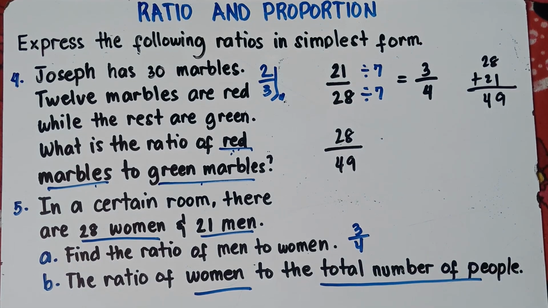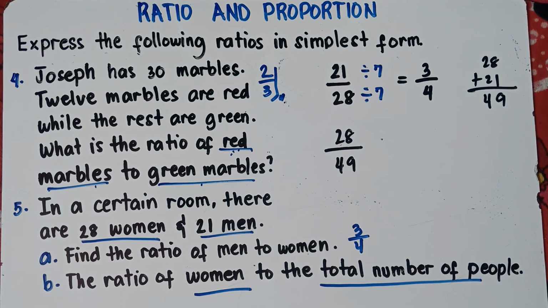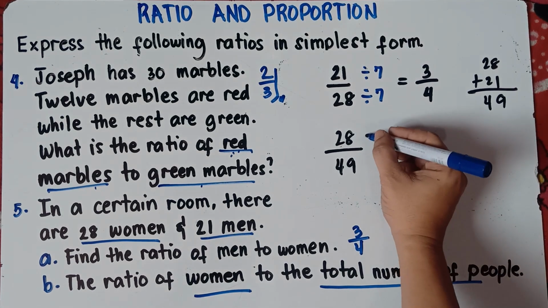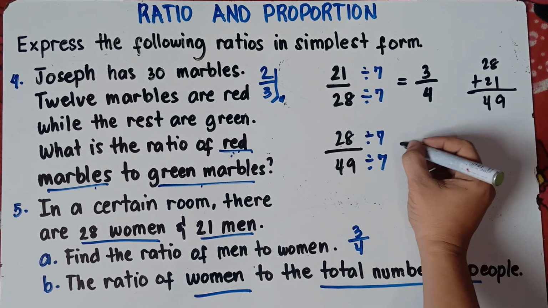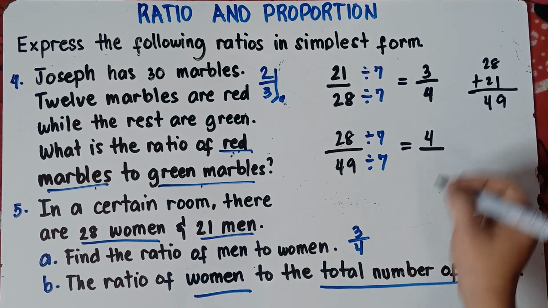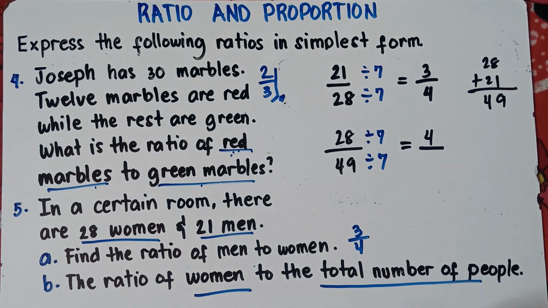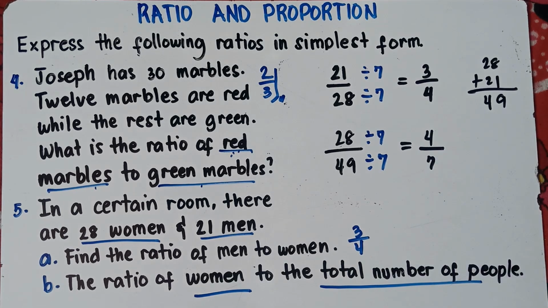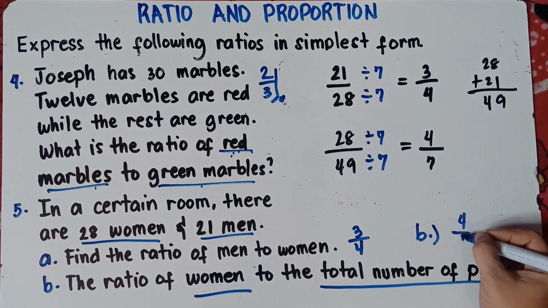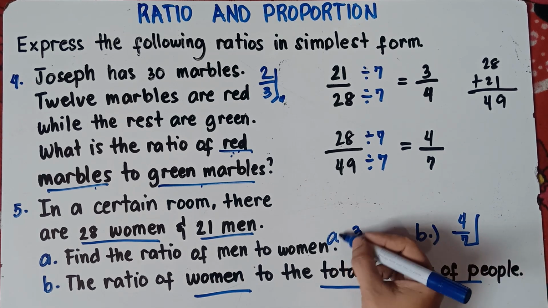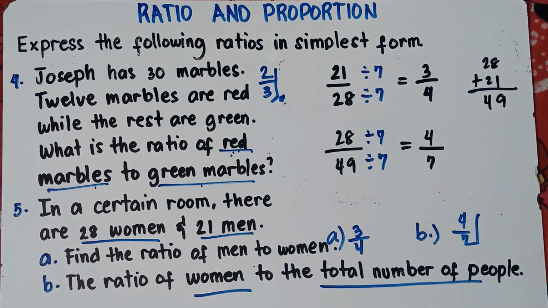And what would be the GCF, class? The greatest common factor of 28 and 49. That's correct, that would be 7. We can divide this one by 7. So 28 divided by 7 is 4, and 49 divided by 7 is 7. That's the answer for letter B: 4 over 7. And for A, that is 3 over 4. Alright, that's it for the ratio.